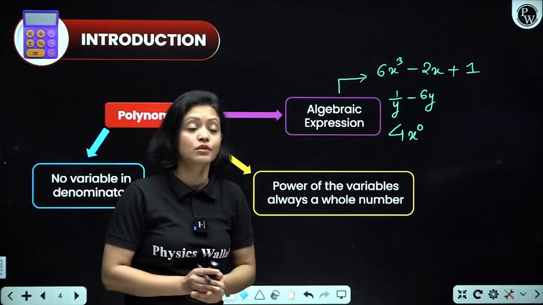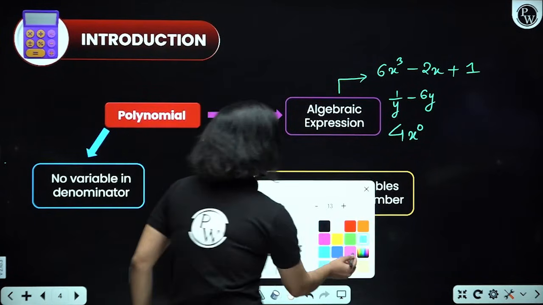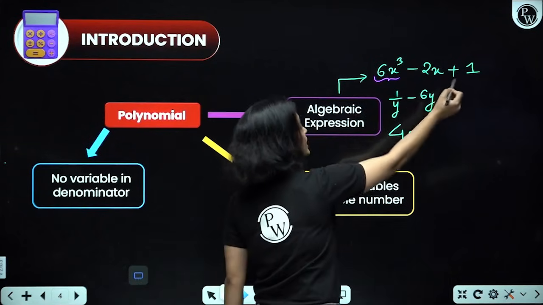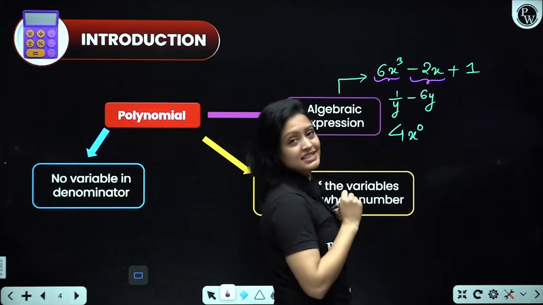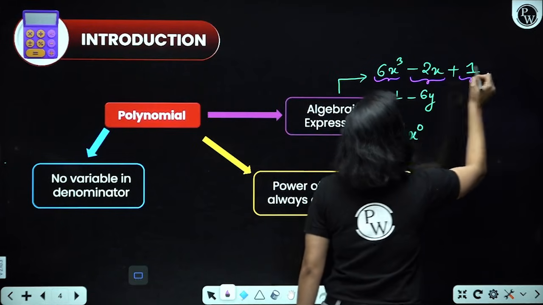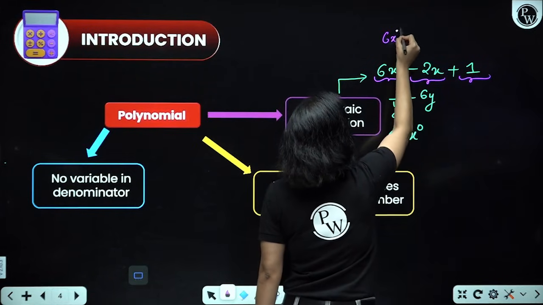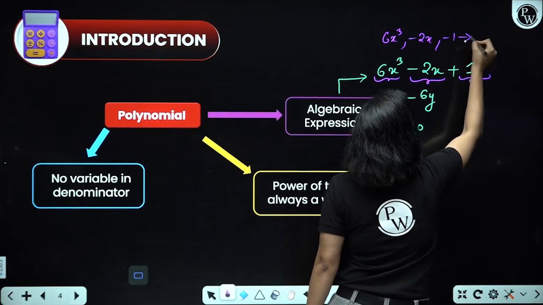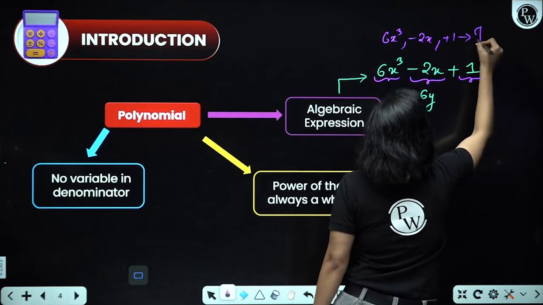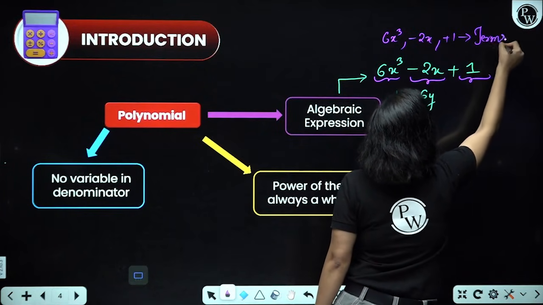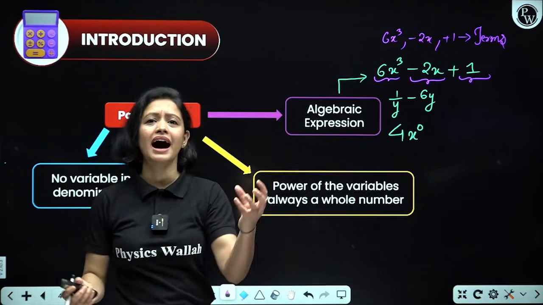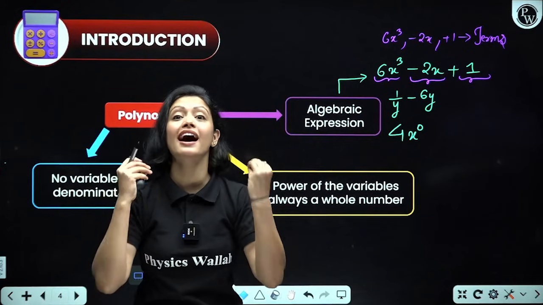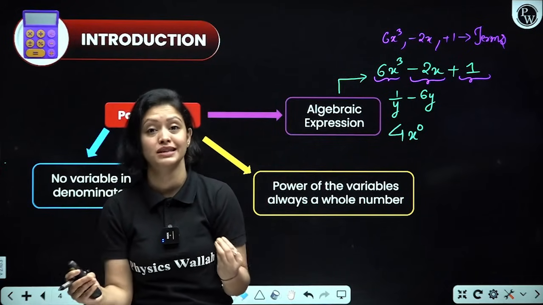So what are the terms of an algebraic expression? See everyone, this 6x cube is a term of this algebraic expression. Negative 2x is a term. 1 is a term. So what are the terms here? 6x cube, negative 2x, comma positive 1, sorry. So basically, all the parts that are related together with the addition operator, they are all the terms of your algebraic expression.